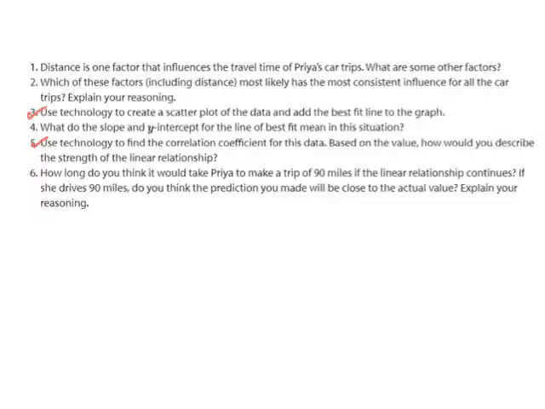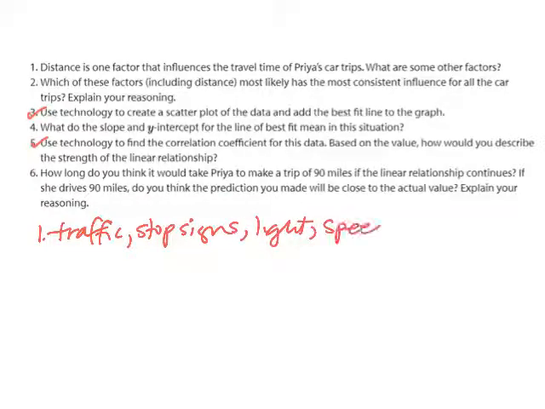Number 1, what are some of the other factors? Well, you could have traffic, stop signs, lights, and of course the speed limit. All right, which of these factors, including distance, most likely has the most consistent influence for all the car trips? And the answer is probably distance. The farther you go, the longer it would take. All right, number 3 we did.